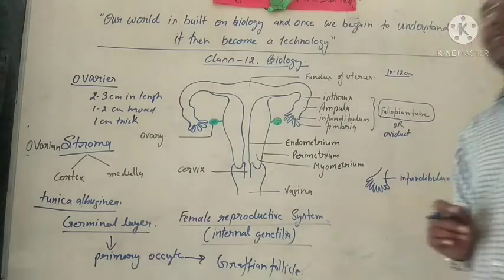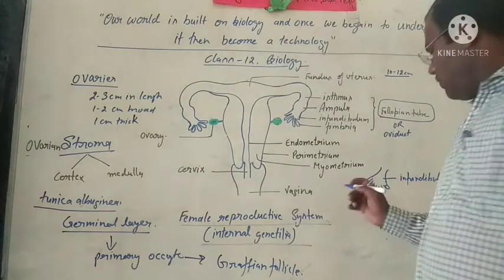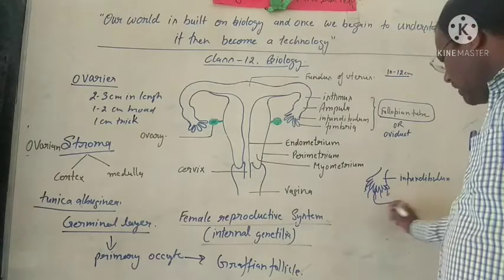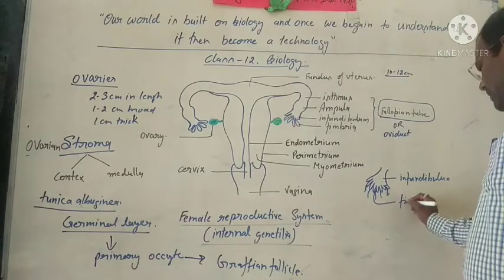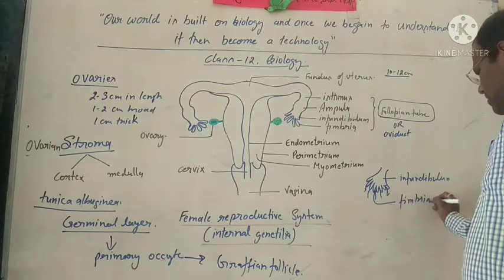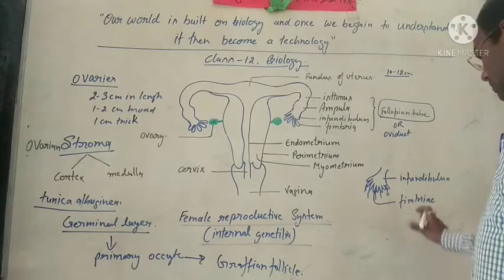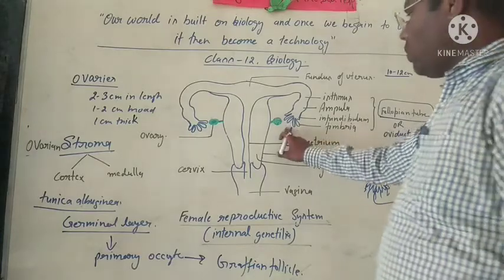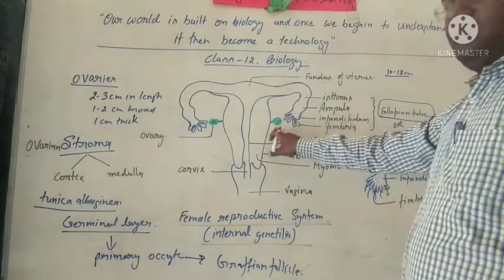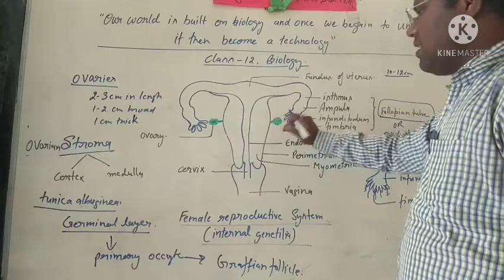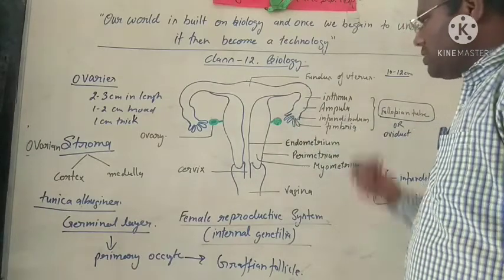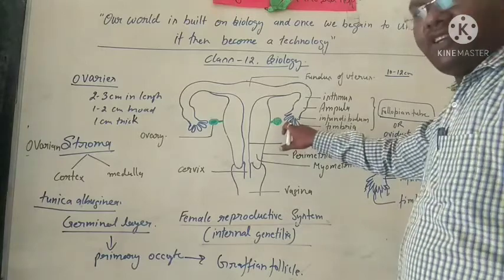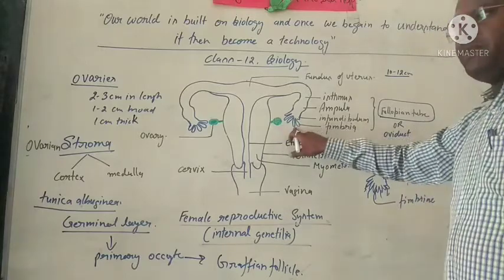The infundibulum has many finger-like structures, called the fimbriae. These fimbriae capture the ova during ovulation. When the ovary bursts, the ova is produced, and this ova is captured by the finger-like fimbriae.